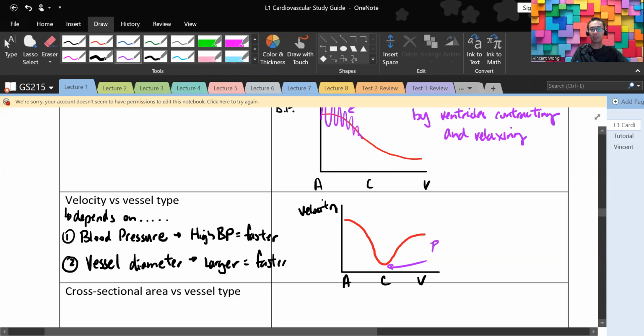Okay, so blood must slow down enough for diffusion to happen. Okay, so slowest at the capillaries.